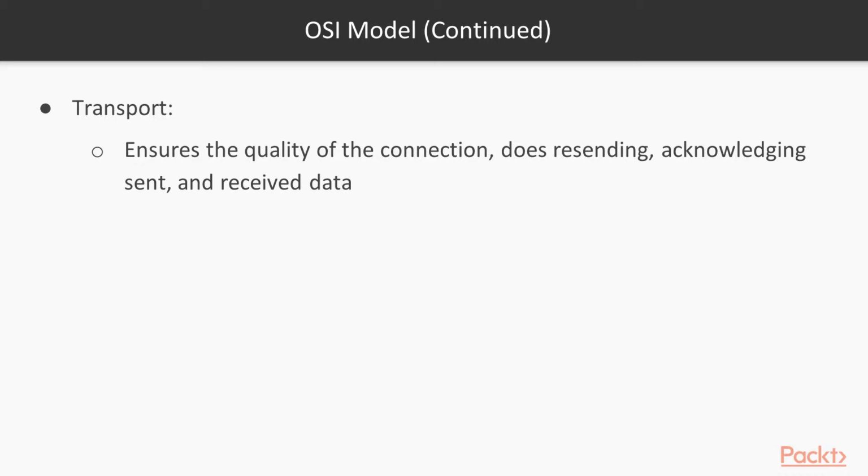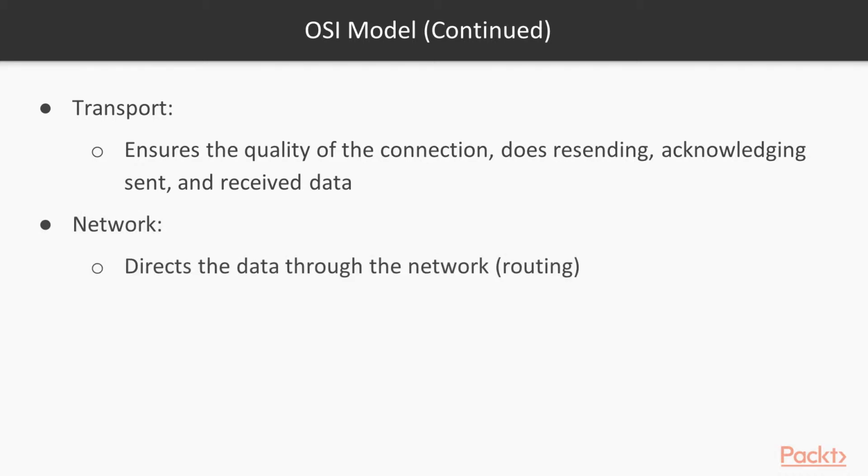And the next layer is the network layer, which directs the data through the network. So this is the routing, what the routers do. This is the layer that is responsible for finding the way for the data from one endpoint to another endpoint.